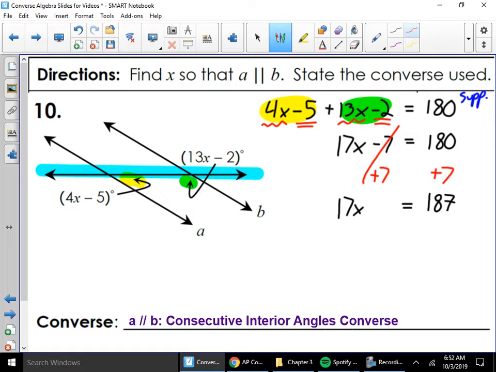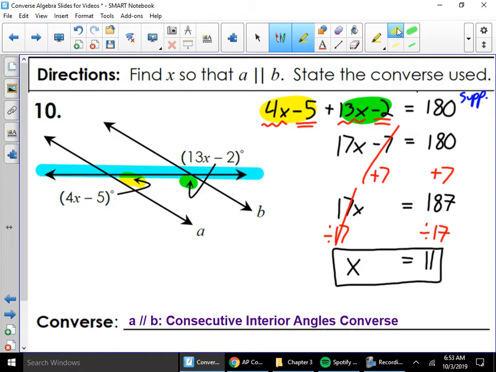Last but not least, dividing both sides by 17. That leaves me with x on the left-hand side and 11 on the right-hand side. And there we have it, 10 examples of using the converses and some algebra. Note that the algebra we're doing is the same algebra we were doing on Thursday, but now we're using it in the context of the converse. This x value we find has a slightly different meaning because it's an x that forces A to be parallel to B. Again, the reason why is the consecutive interior angles converse.